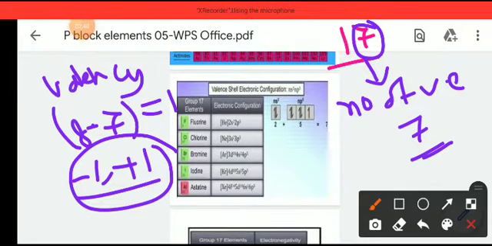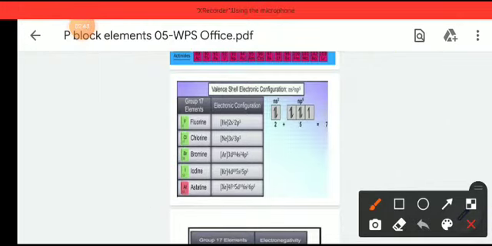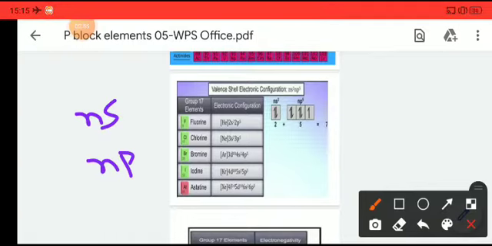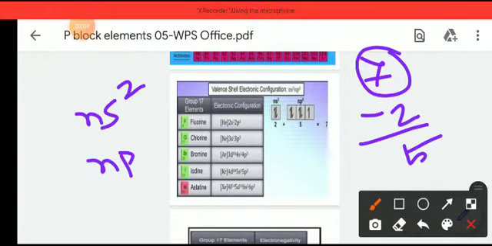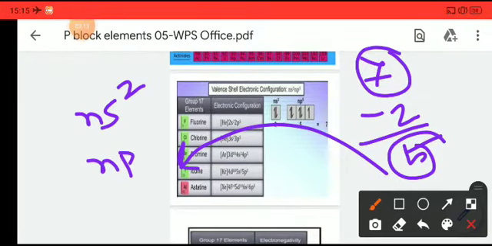However, as we know, the number of valence electrons is 7. So these 7 electrons will be occupied by ns and np. Only 2 electrons can be occupied by the ns orbital. So the number of remaining electrons is 5, and these 5 electrons will be occupied by the np orbitals. So the valence electron configuration of group 17 elements should be ns2 np5.